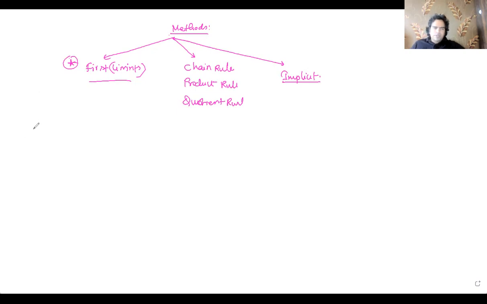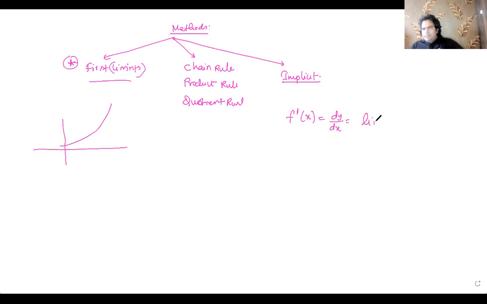When you talk about the first principle, if I consider a simple curve, the straightforward formula is given in your data booklet. The derivative of any curve, f dash x or dy by dx, is given by the limit as h tends to 0 of f of x plus h minus f of x over h. Now, what does this mean?